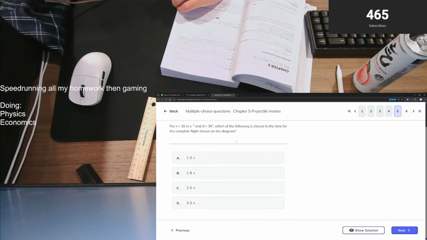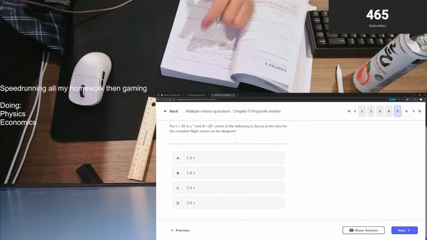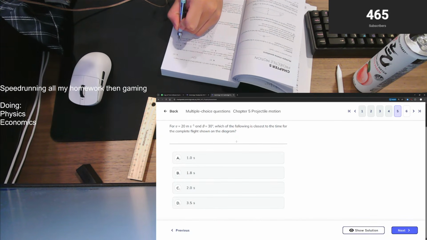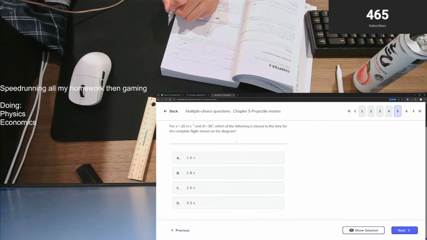Like, what do I do? The vertical component is 10, apparently. Apparently, the angle is 30 degrees. Isn't it 2 seconds? Yeah, why?